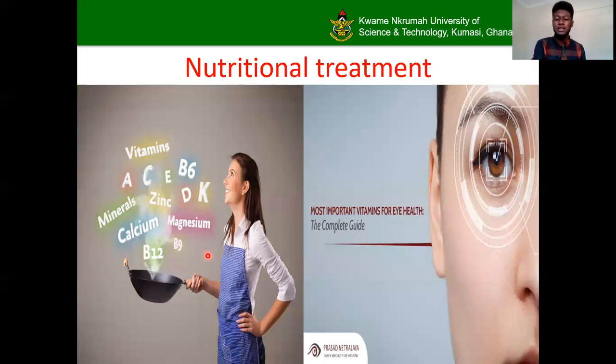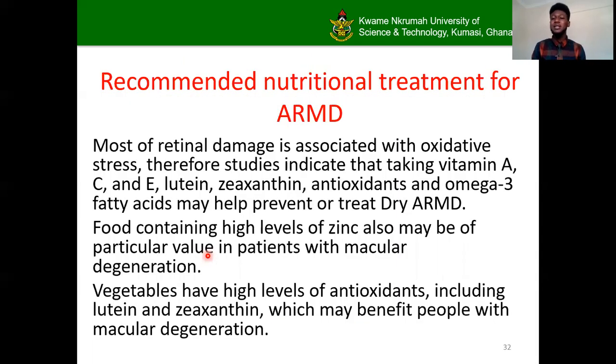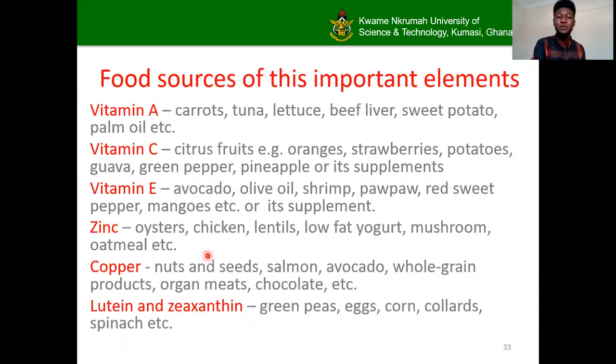Let's look at some nutritional treatments, very much important. Most of retinal damage is associated with oxidative stress, as I said earlier. Therefore, studies indicate that taking vitamins A, C, and E, lutein, zeaxanthin antioxidants, and omega-3 fatty acids may help prevent or treat dry AMD. Food containing high levels of zinc also may be of particular value in patients with macular degeneration. Vegetables have high levels of antioxidants, including lutein and zeaxanthin, which may benefit people with macular degeneration.